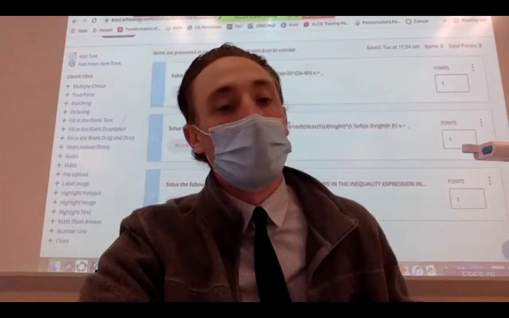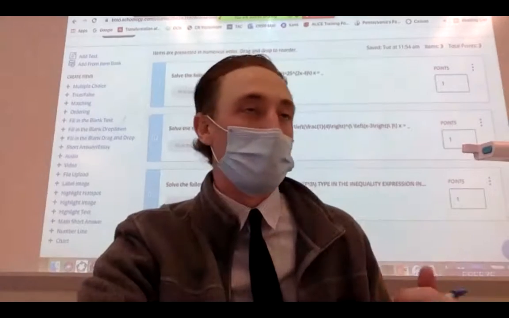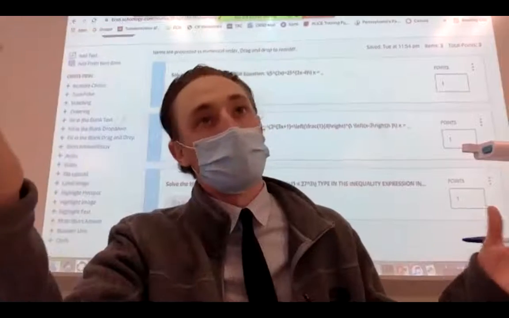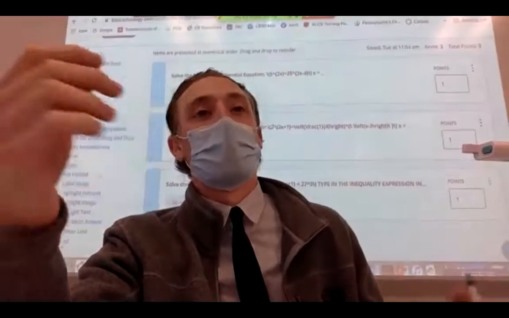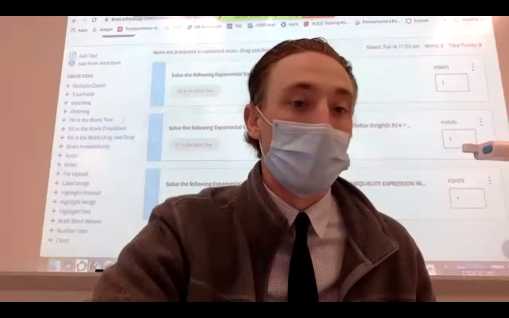For the inequality problem, make sure you're typing in the inequality expression. So you're not including any spaces, but it would be like, for example, x is less than 3 or x is less than 4, whatever it is. You're going to type that in. You can use the greater than and less than on your computer there.